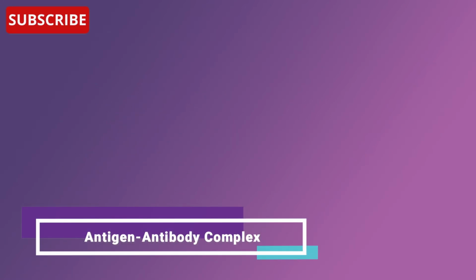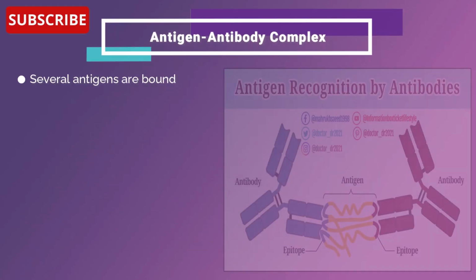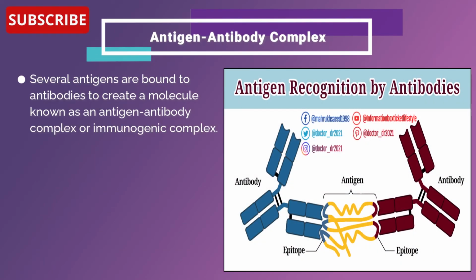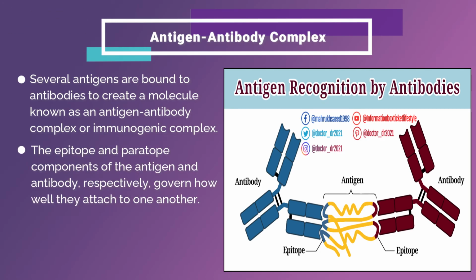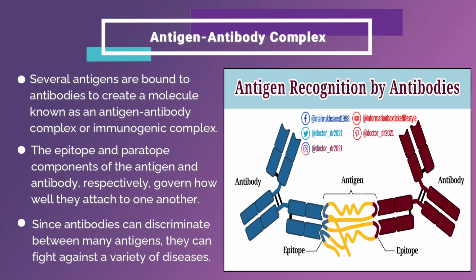Next is Antigen-Antibody Complex. Several antigens are bound to antibodies to create a molecule known as Antigen-Antibody Complex or immunogenic complex. The epitope and paratope components of the antigen and antibody respectively govern how well they attach to one another. Since antibodies can discriminate between many antigens, they can fight against a variety of diseases.